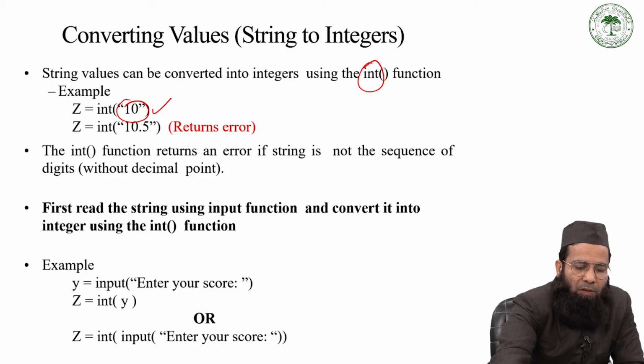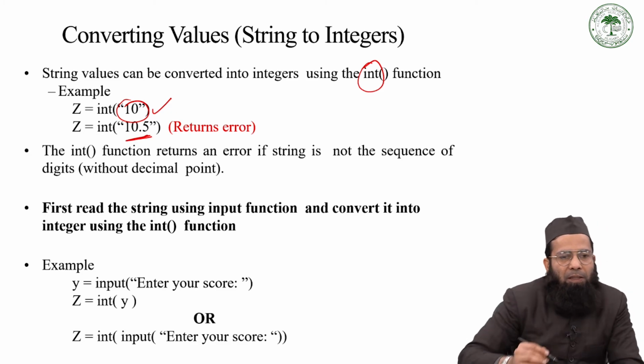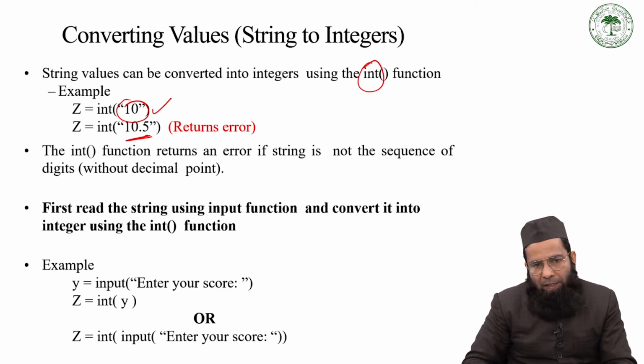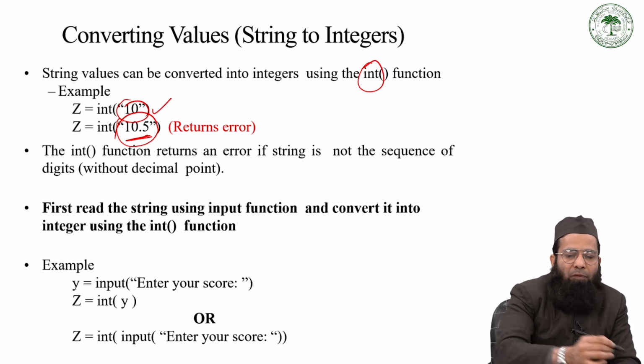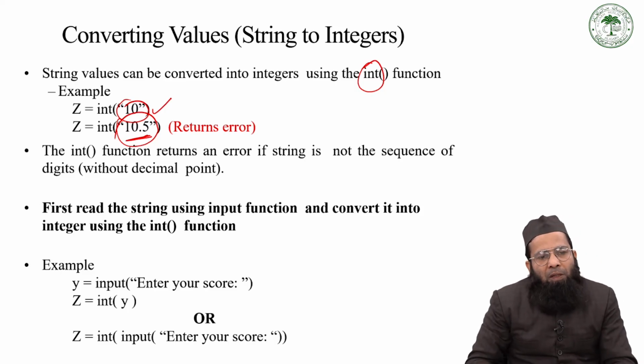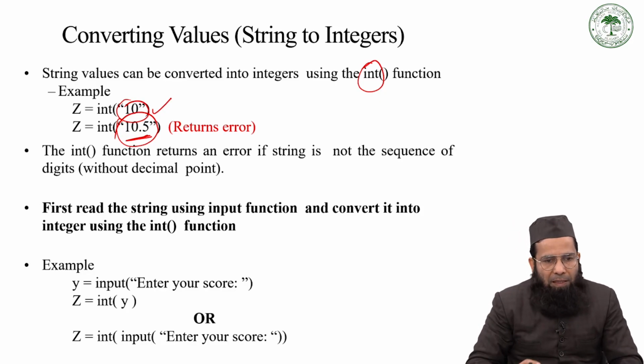But this won't be typecasted because this is not an integer string, since it is a float type of data. In this case, the whole is a string, so it would give you an error. The integer function returns an error if the string is not a sequence of digits without a decimal point. First, read the string using the input function and convert it into integer using the int function. So that is the target.